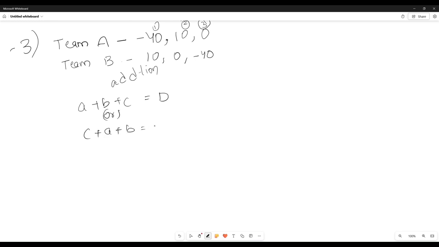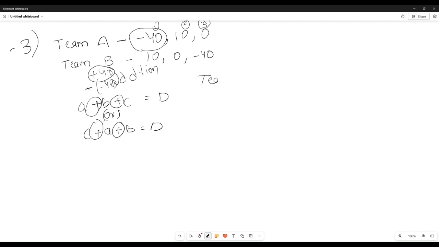For example, let's make the order differ. C plus A plus B has been written. So positive is there, so there is no change in the values. But if it is negative, like subtraction, if it is there, minus of minus 40, minus into minus becomes plus. So we cannot do the subtraction in any order. We have to do it in the order they have given.